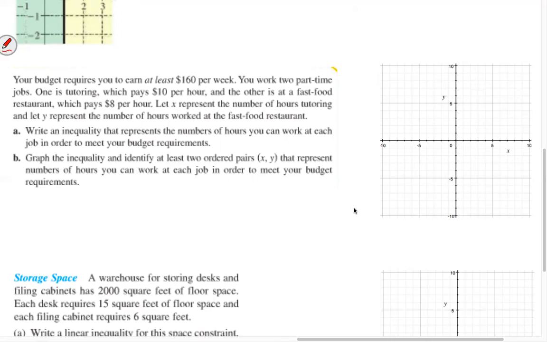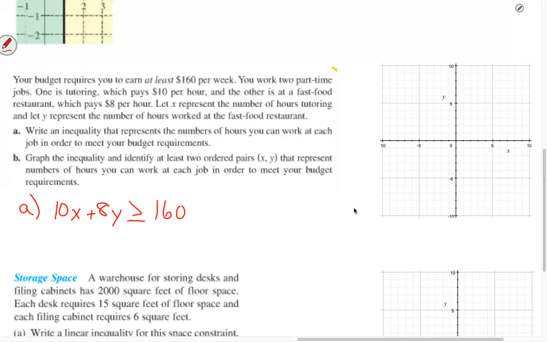So, pretty simple. It says X represents the number of hours tutoring. So tutoring, you get paid $10. So it would be 10X plus, well, Y represents the number of hours worked at the fast food, so that's 8Y. And we need to make at least, so that means greater than or equal to 160. Now it says graph it.